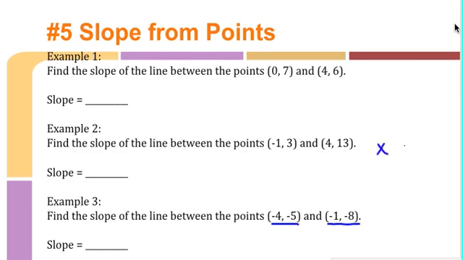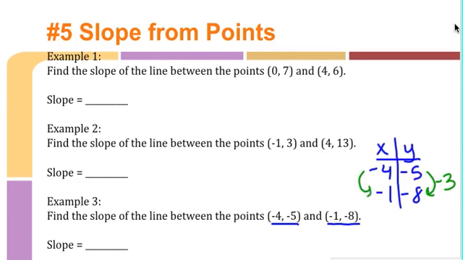So I'm going to go ahead and make my table. Negative 4, negative 5, and negative 1, negative 8. So I find the change. Negative 5, I'm moving to the left. Negative 6, negative 7, negative 8. So that's negative 3 spaces. This one is actually going less negative, meaning it's going to the right. So negative 4, negative 3, negative 2, negative 1. This one is adding 3.